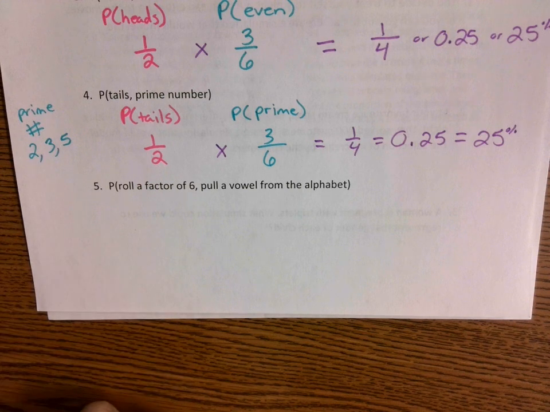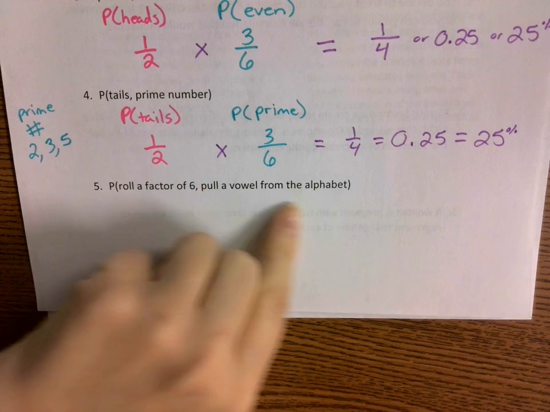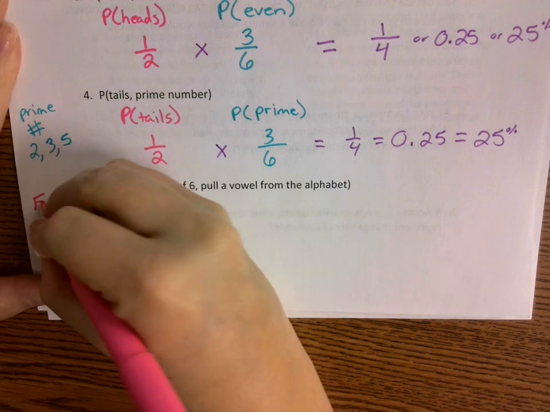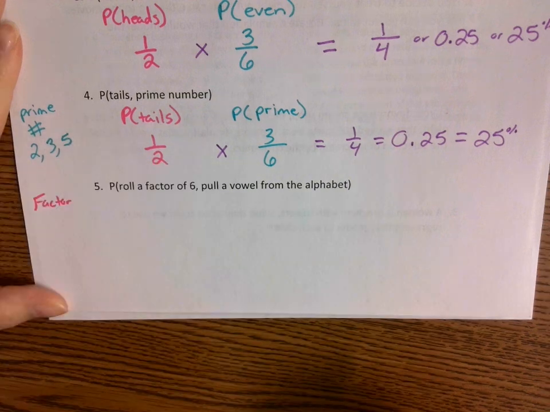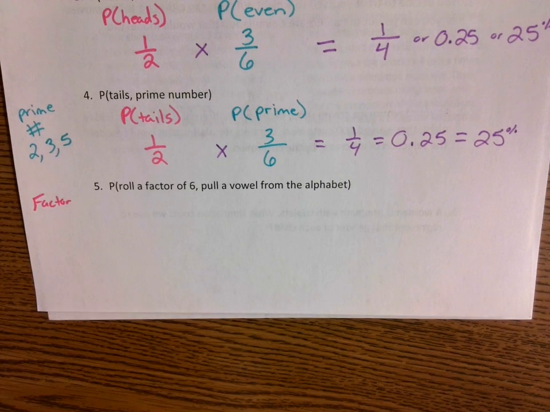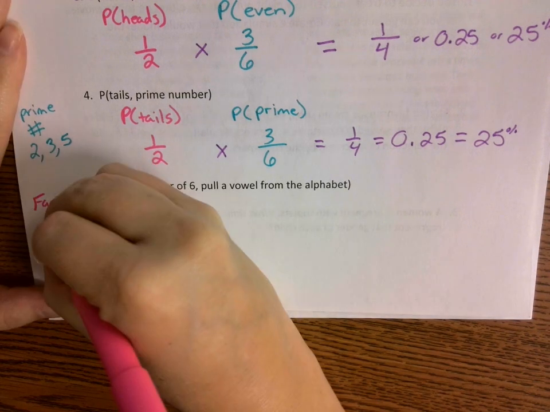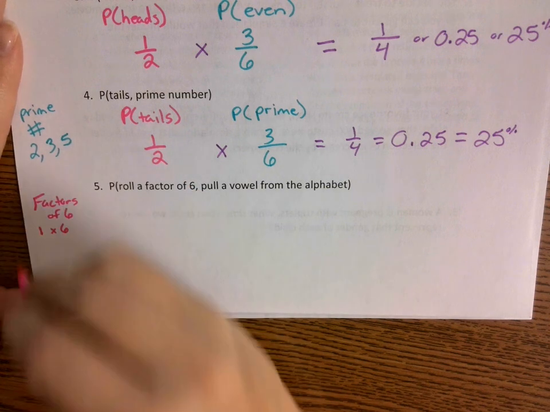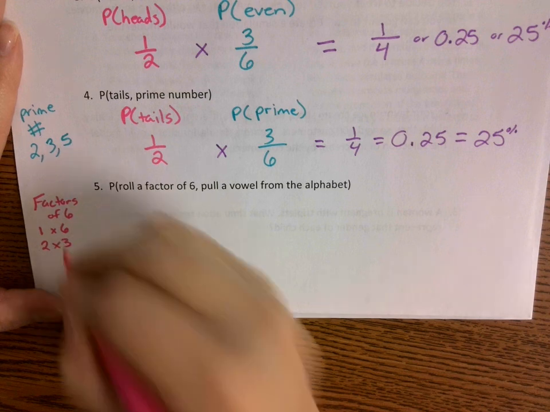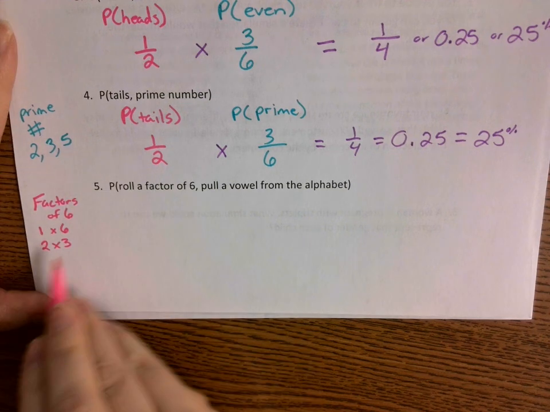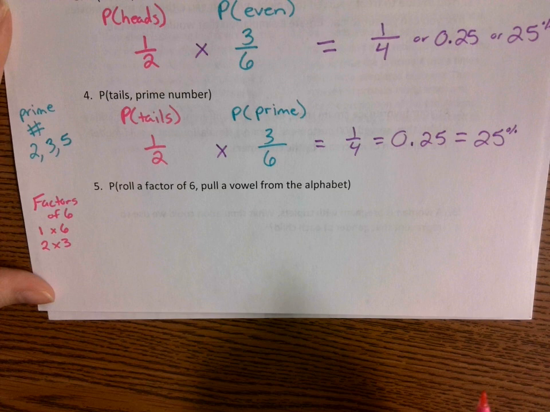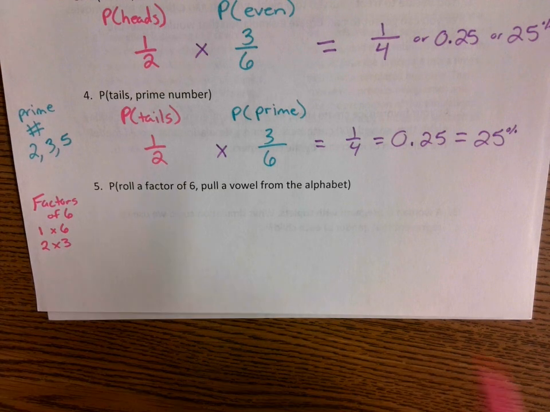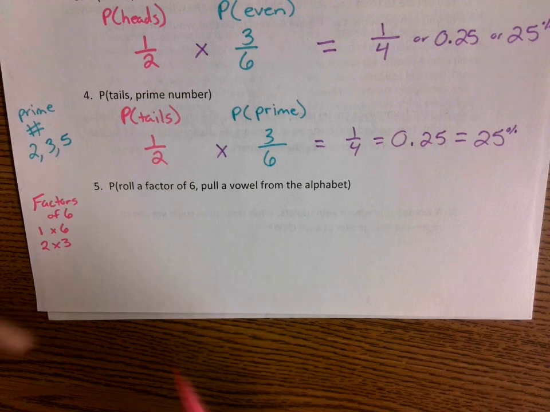Okay, so factors of 6. Off to the side, I'm going to write down factors of 6. Those are what times what will equal 6. Obviously 1 times 6 is going to equal 6, and 2 times 3 is going to equal 6. So how many factors do we have? 4. Factors of 6 are values that can go into 6. So we have 4 factors out of 6 total numbers on the die.